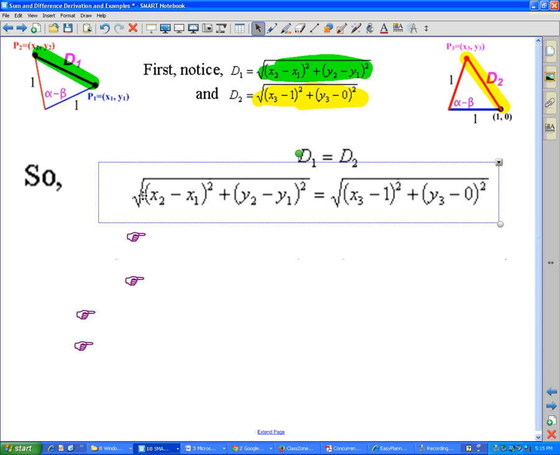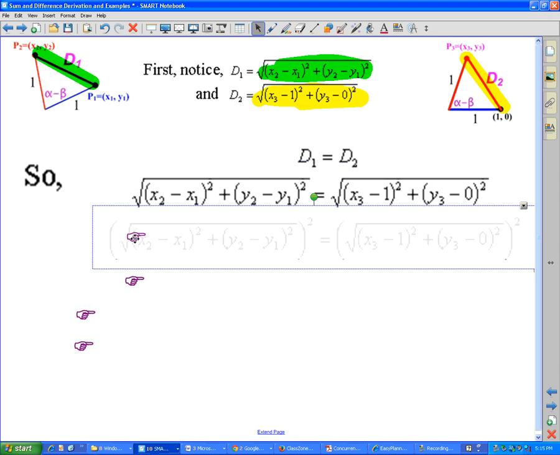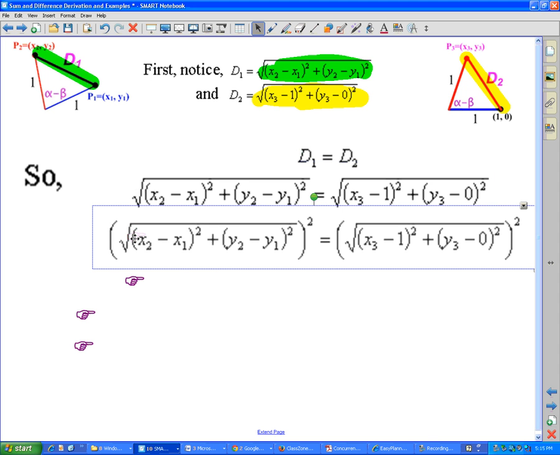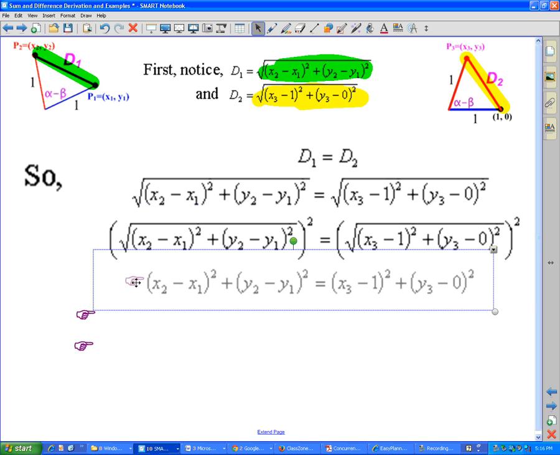Now, nobody likes a bunch of square root signs, but here's the beautiful thing. Each side of this has a square root sign, so why don't we just square both sides? Square both sides of this equation, and we'll make those square root signs go away. That makes everybody happy.